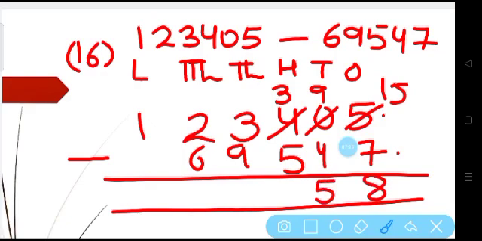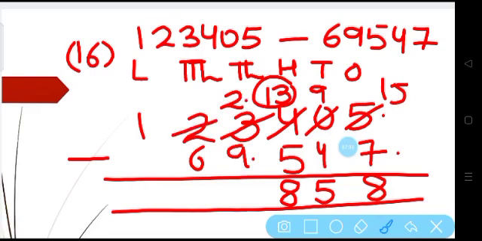Here it is 3. Again 5 is greater than 3, so you will borrow the number. This time you will borrow the number from this 3. This 3 will become 2 and this 3 will become 13. So 13 minus 5 will be equal to 8. Again you can see you can't subtract 9 from 2. Again you have to borrow. So this time you will borrow from this 2. This will become 1 and this 2 will become 12. So 12 minus 9 will be equal to 3.